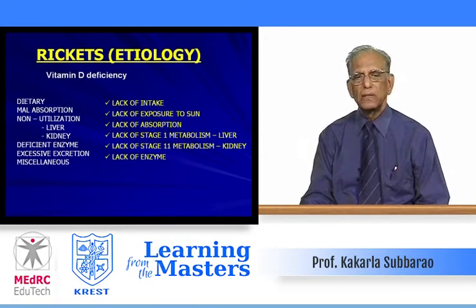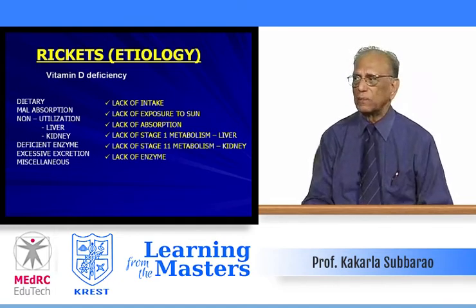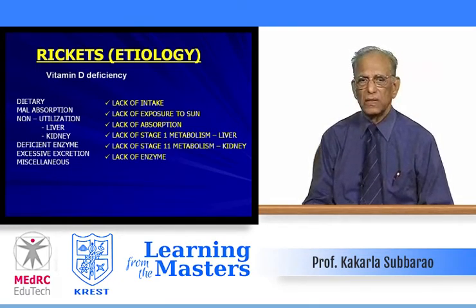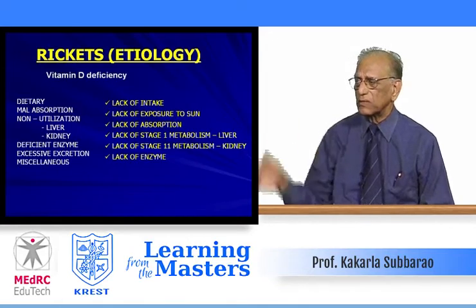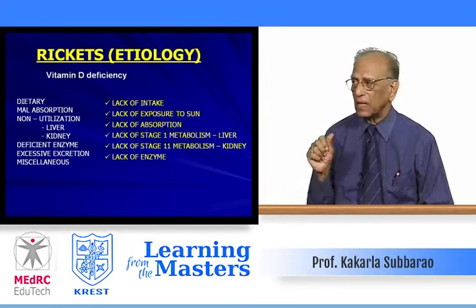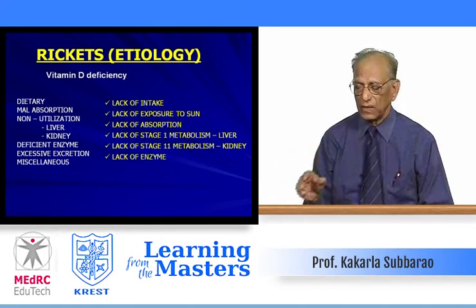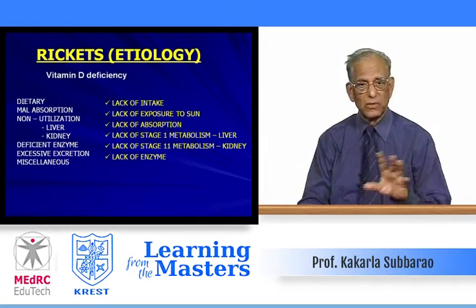Etiology. Commonly in our country, it is vitamin D deficiency. But there are several etiologies. Vitamin D deficiency, both in the diet because of lack of intake, sometimes lack of sunshine, malabsorption, lack of exposure to sun, non-utilization in the liver or kidney, deficient enzyme like phosphatase, excessive excretion and miscellaneous. That's why we said lack of intake, lack of exposure to sun, lack of absorption in the gut, lack of stage 1 metabolism that occurs in the liver, and the final metabolism that occurs in the kidney, and of course lack of enzyme, hypophosphatasia for example, simulates rickets.